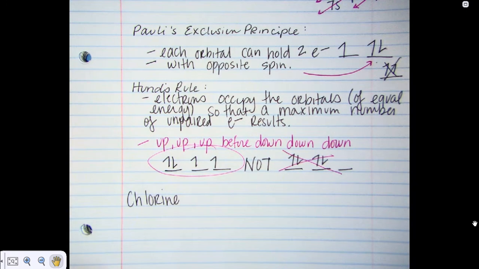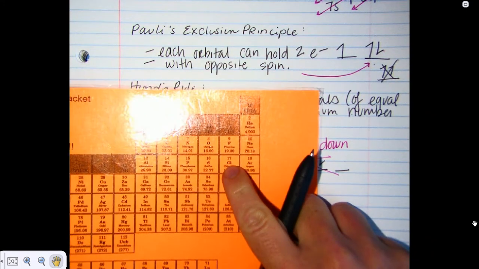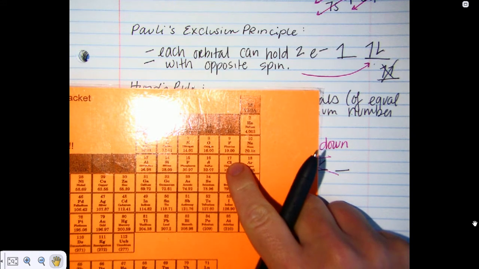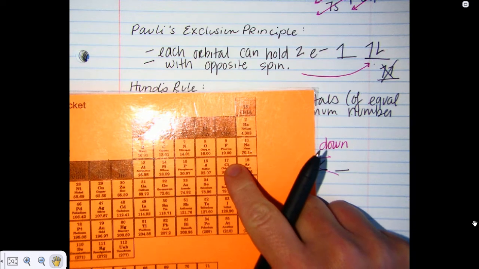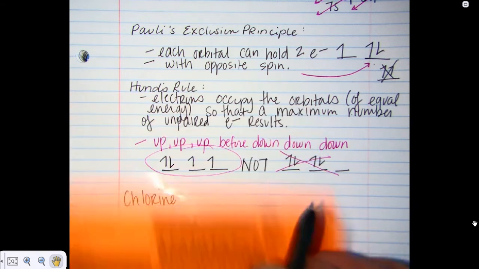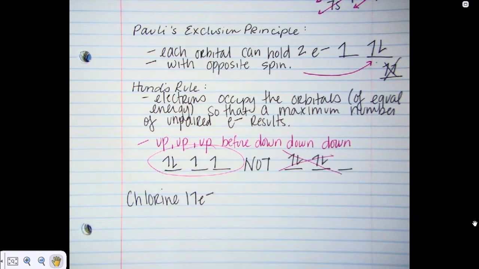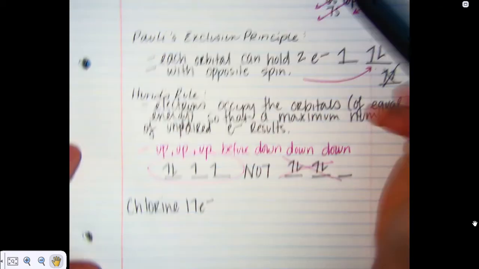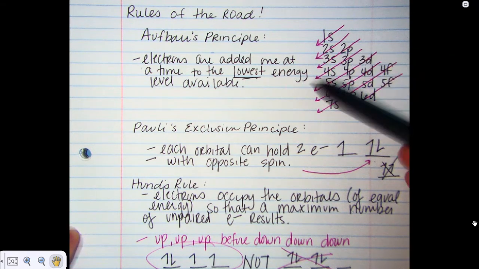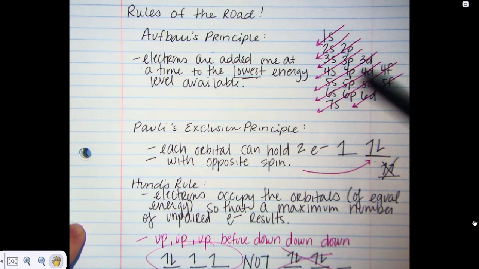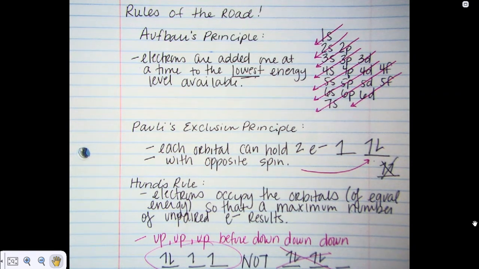Okay, so on my periodic table, I'm going to find chlorine. I see that chlorine has a Z number of 17. Well, this is a chlorine atom, so that means protons equal electrons. 17 protons means 17 electrons. All right, so I'm just going to start following Aufbau's principle, filling in my electrons to my energy levels, my sublevels, and my orbitals until I run out of them.